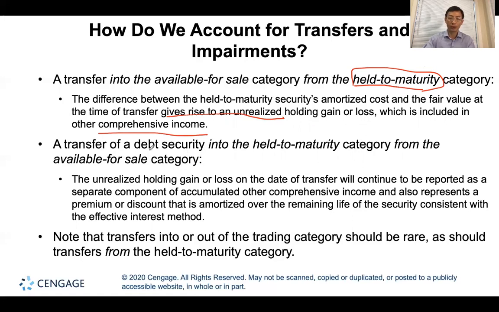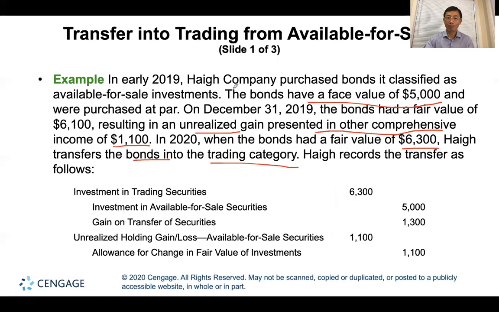And for the same reason, a transfer of a debt security into the held to maturity category means the unrealized gains or losses will only be reported as a footnote. So we will have examples to show that.